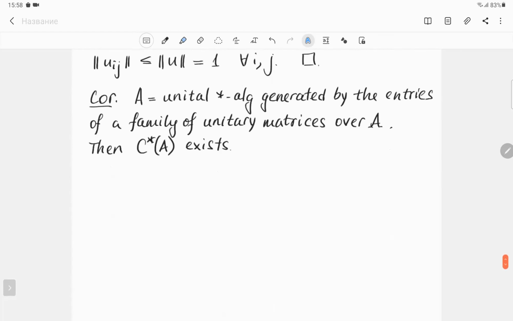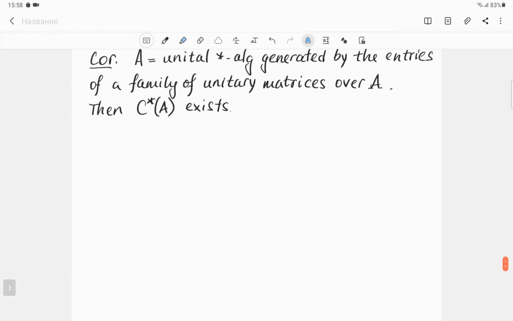This corollary is very useful because we will often meet such a situation when we discuss compact quantum groups. In fact, many concrete examples of compact quantum groups are defined to be the C-star envelopes of unital star algebras generated by entries of unitary matrices.